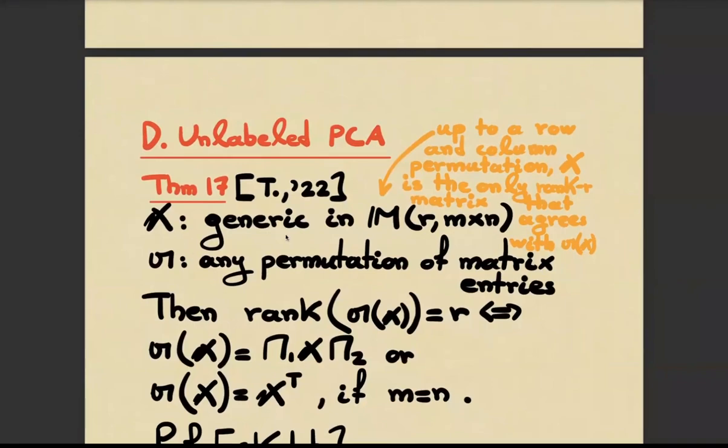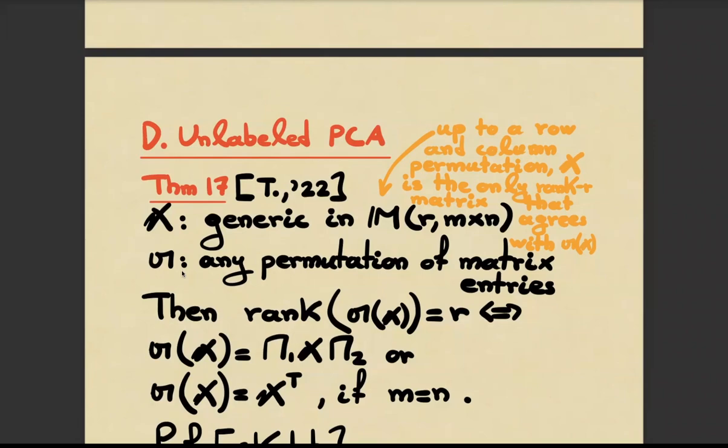Suppose that X is a generic rank R matrix. This variety is irreducible, so certainly we can talk about a generic rank R matrix. Another way to think of it is: take a matrix B, which has size M by R, take a matrix C, which has size R by N, select them randomly, and then multiply them. Then this is going to give you a generic matrix of rank R.